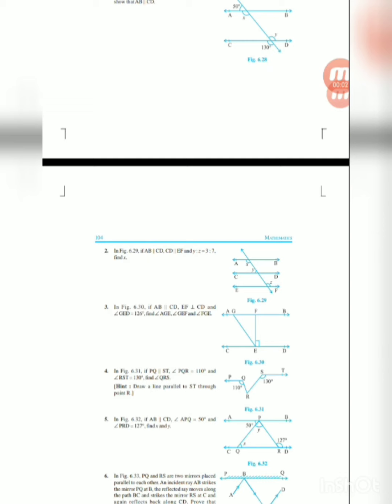Now question number 3. In figure 6.30, if AB is parallel to CD, EF is perpendicular to CD and angle GED is equal to 126 degrees, find angle AGE, angle GEF and angle FGE. So, now we have to write the answer.